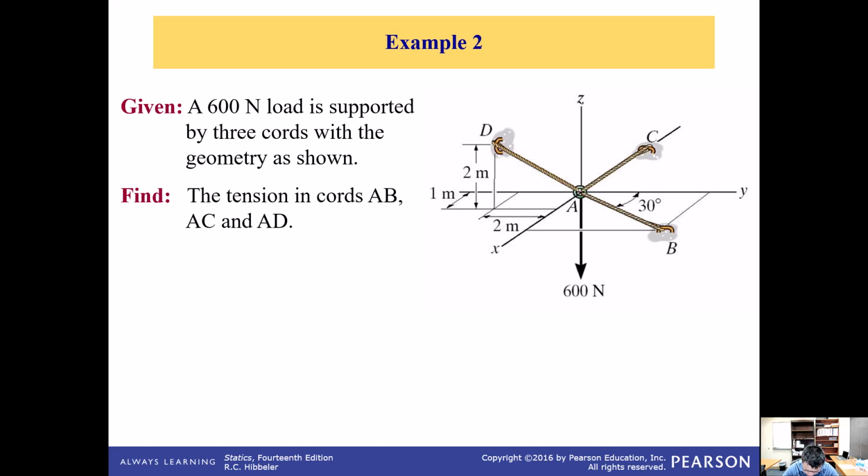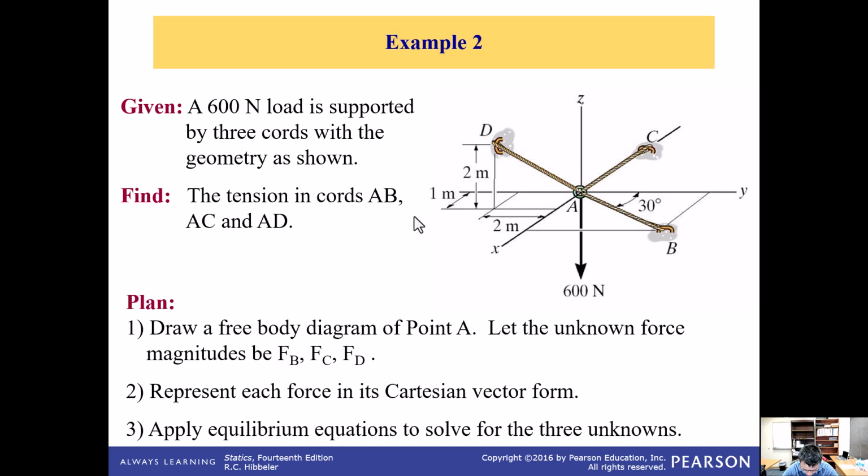So let's look at example 2. You have the 600 load supported by the 3 cords with the geometry shown in this figure. What's the tension of the AB, AC, and AD? So similarly, the plan is the same. First we need to draw a free body diagram of the point A and let the unknown force magnitudes be FB, FC, and FD. And then you can represent each force in its Cartesian vector form, and then apply the equilibrium equation to solve for the three unknowns.